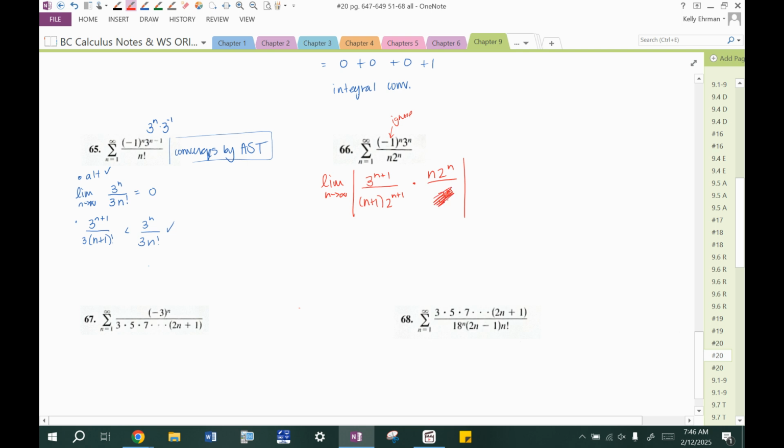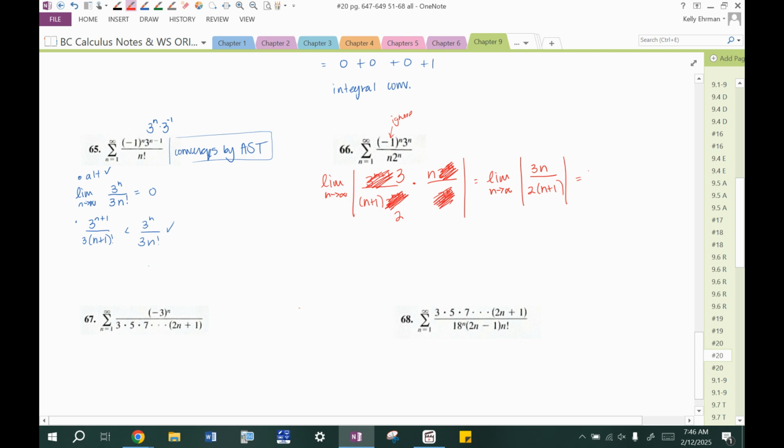3 to the n will cancel with a 3 to the n, and you'll be left with 3. 2 to the n will cancel with 2 to the n plus 1. You'll be left with 2. The n's can't cancel anything. They're just going to be there. So to rewrite this, just to make it a little cleaner looking, I've got a 3 and an n on top, and I've got a 2 times the quantity n plus 1 on the bottom.